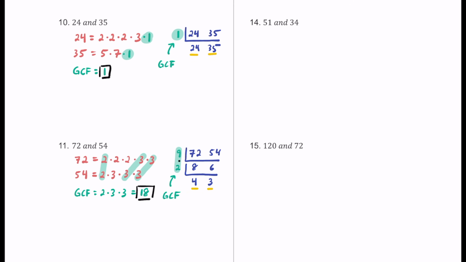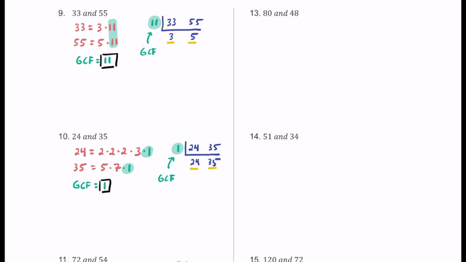Moving on to number 13. For 13, we have 80 and 48. So for 80, let's see here. I know that's going to be 8 times 10. And then let's see, 8 breaks into 2, 2, and 2, and 10 breaks into 2 and 5. Now for 48, that's 6 times 8. Now the 6 will break into 2 times 3, but the 8 will break into 3 2s. So 1, 2, 3, and another 3.